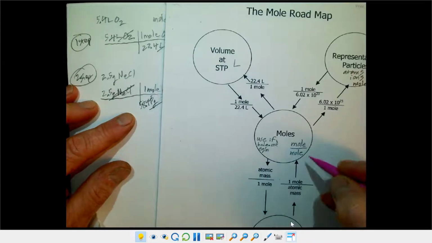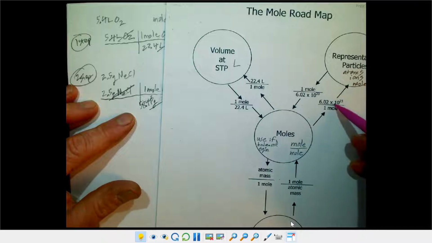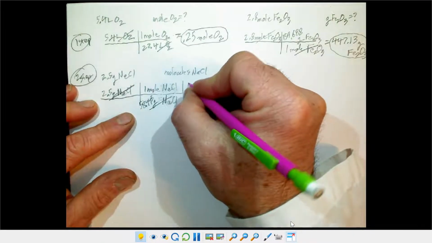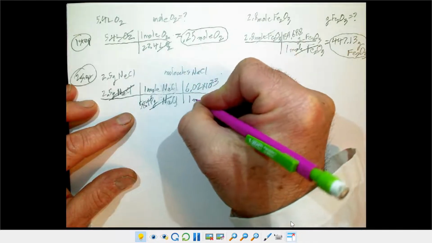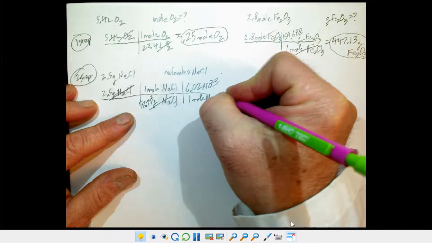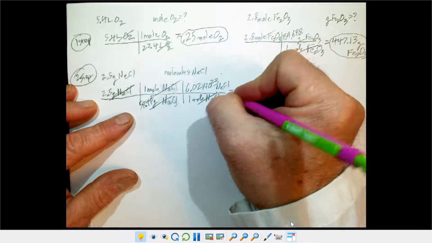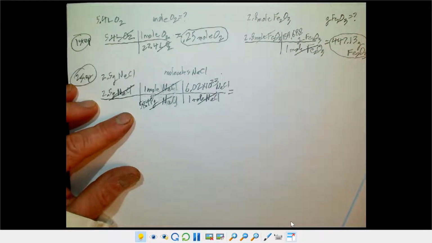Well, we're here at moles, and we said we want to go up to molecules, so we have to have Avogadro's number over 1 mole. So we go ahead and fill that in: 6.02 times 10 to the 23rd over 1 mole. Now we're all set up and ready to go, and we can go ahead and do that calculation.